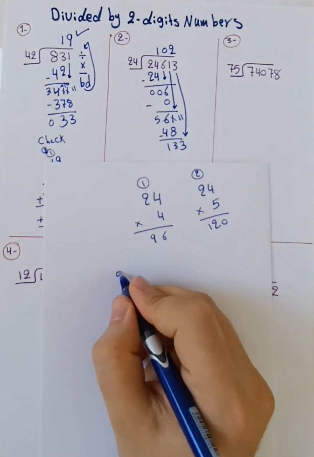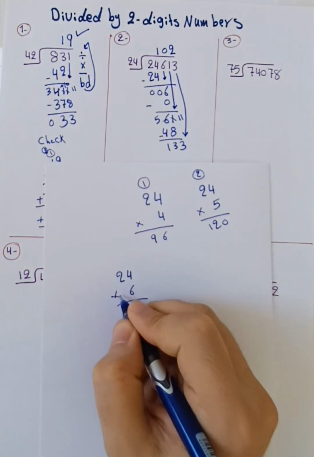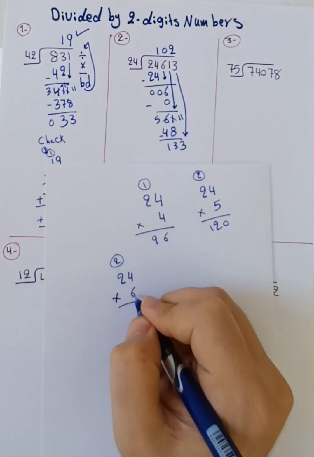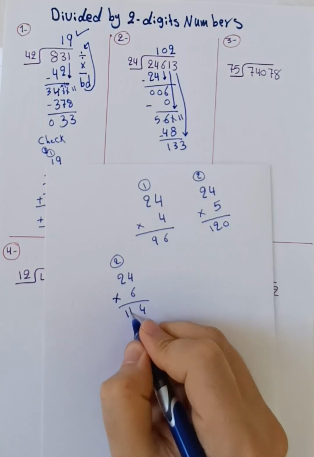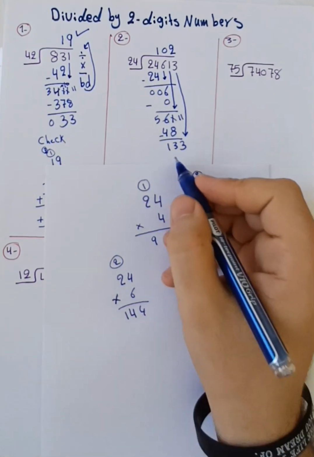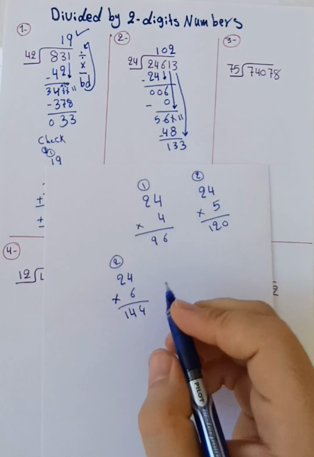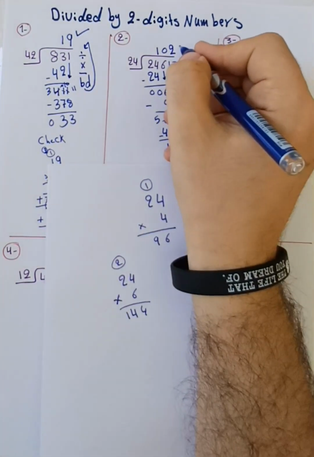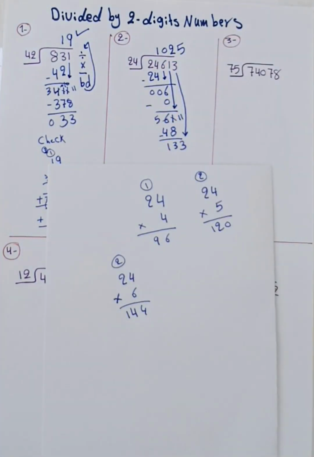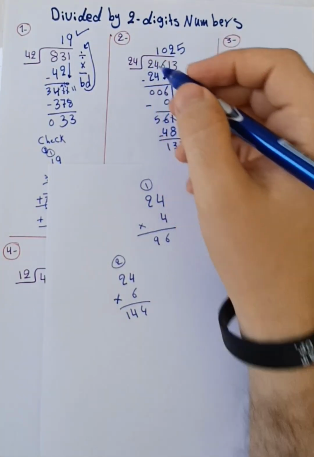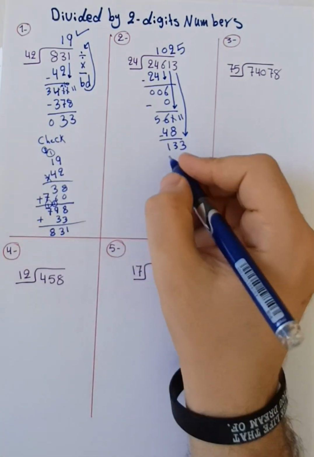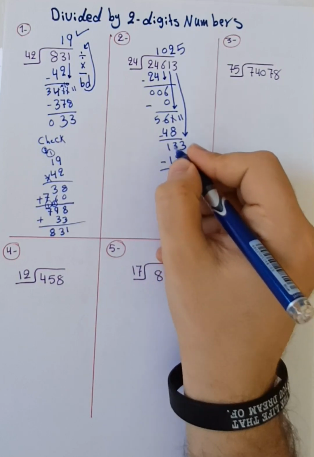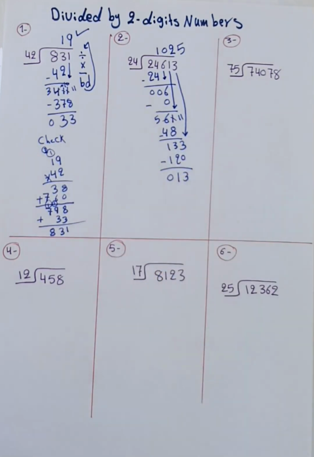I'm going to try 6. 6 times 4 is 24. 6 times 2 is 12 plus 2 is 14. 144. We have 133, so we can't take 6. 5 is a suitable number, and then 5 times 24 equals 120. 3 minus 0 is 3. 3 minus 2 is 1. 1 minus 1 is 0.